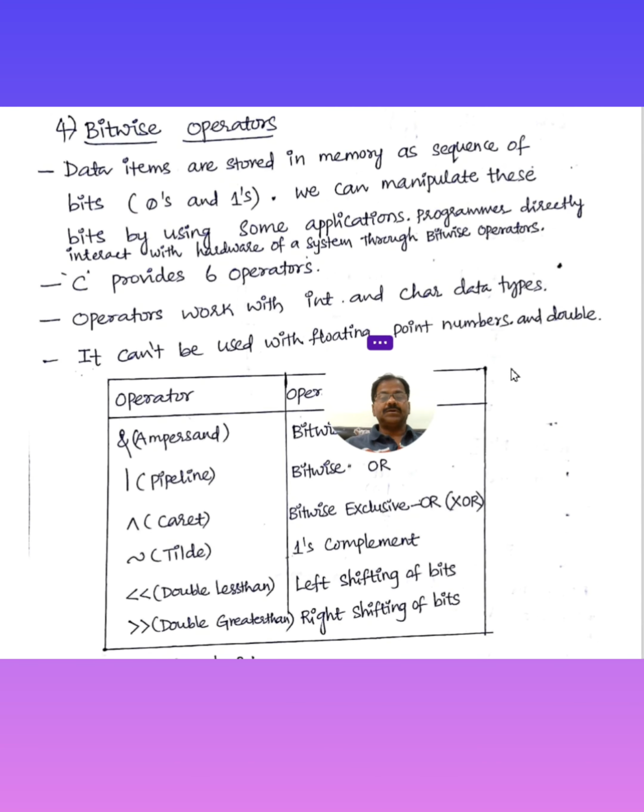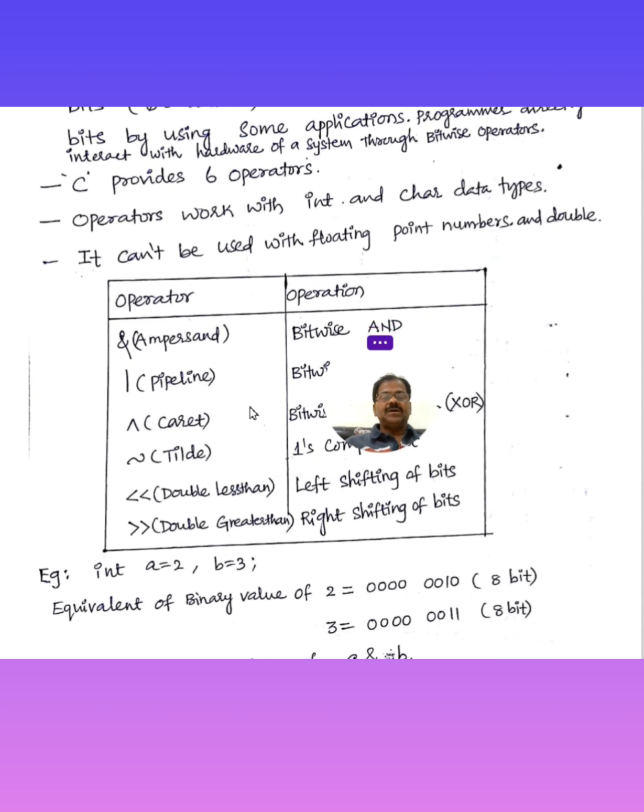Next, bitwise operators. Data items are stored in memory as a sequence of bits, zeros and ones. We can manipulate these bits. Programmers directly interact with the hardware of a system through bitwise operators, and we use them for machine language. Here we have 6 operators: bitwise AND, bitwise OR, bitwise exclusive OR, tilde operator for ones complement, left shift, and right shift.